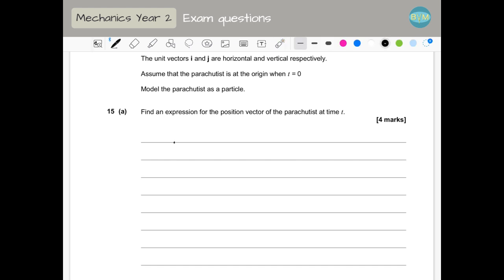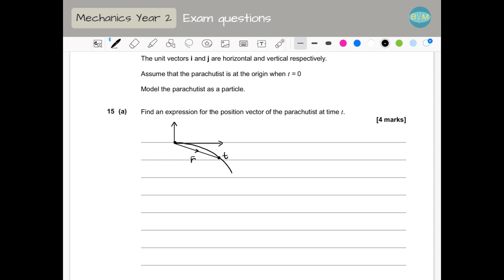So we have our coordinate axes, x and y, and a parachutist is jumping out of an airplane here, and then doing something. We are not very sure. We need to find, when the parachutist is here, the position vector. So we need to find this r from the origin, this vector.